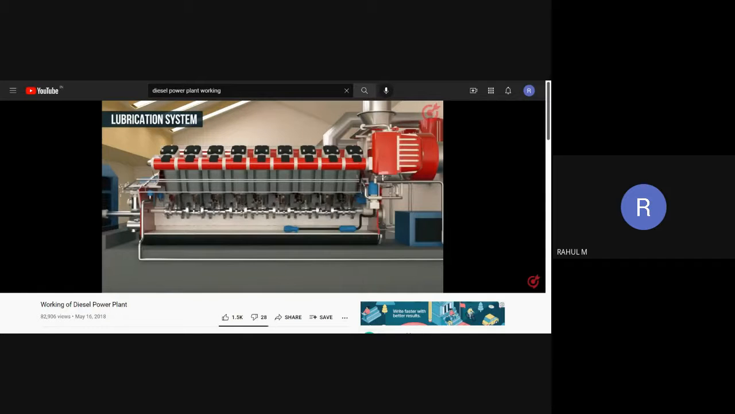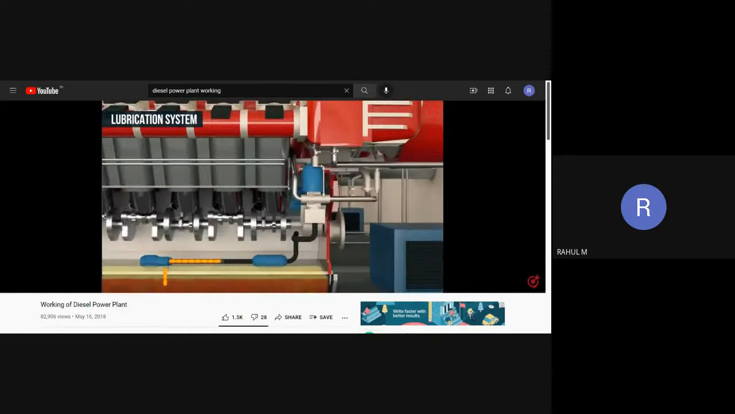Lubrication system. Lubrication system consists of lubricating oil tank, pump, filter, and oil cooler. Lubricating oil is drawn from the oil tank by the pump and is passed through filters to remove impurities. Oil coolers are also there to keep temperature of the oil as low as possible.